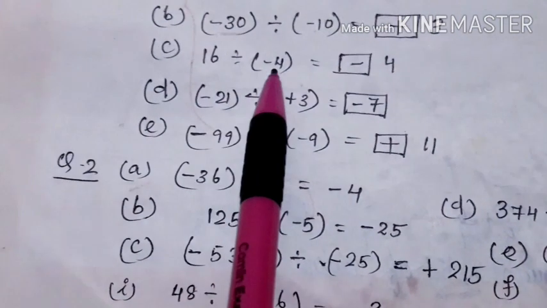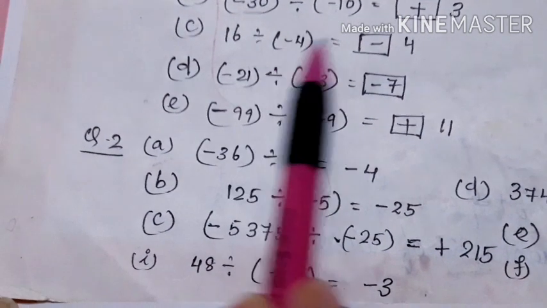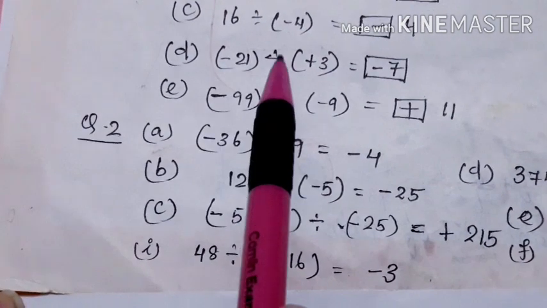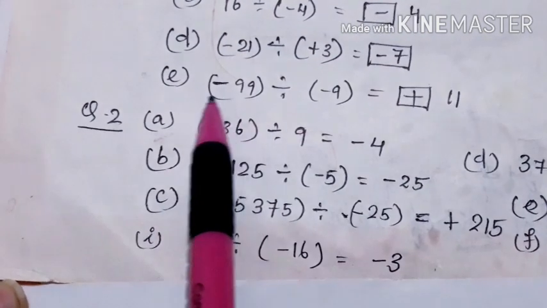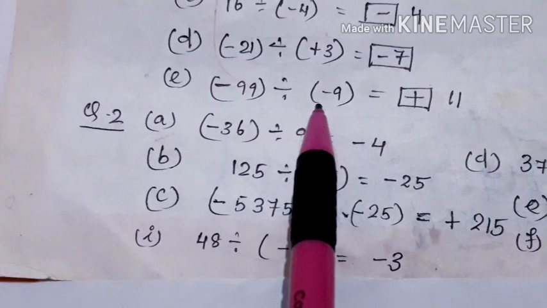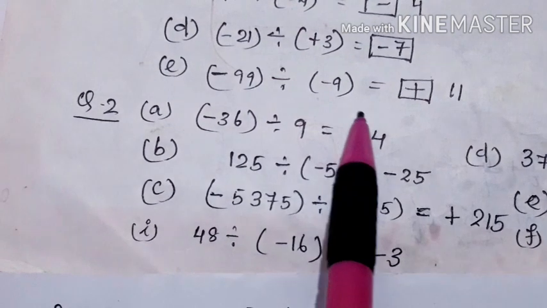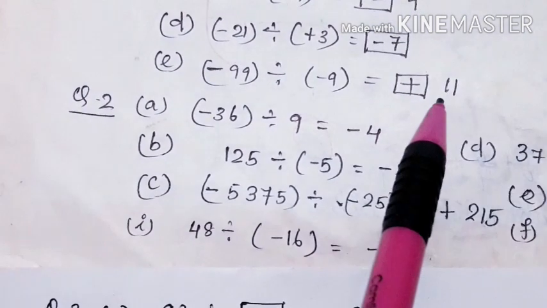Then 60 divided by minus 4. Plus divided by minus is minus. Minus 21 divided by plus 3, minus divided by plus is equal to minus 7. Then minus 99 divided by minus 9, which is minus divided by minus is equal to plus, plus 11.